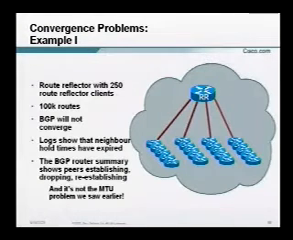And then finally in this section, convergence problems. Here's the first example. You've got a route reflector with 250 clients. It's not unreasonable. 100,000 prefixes, and just BGP will not converge at all. Logs show that the neighbor hold times have expired.